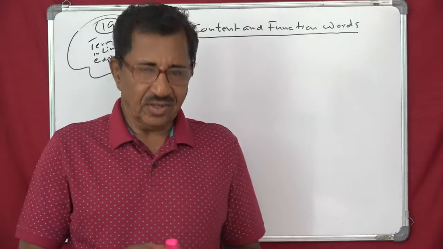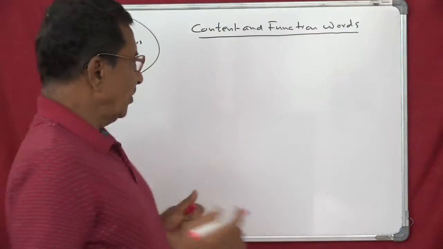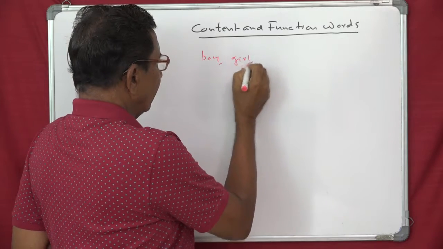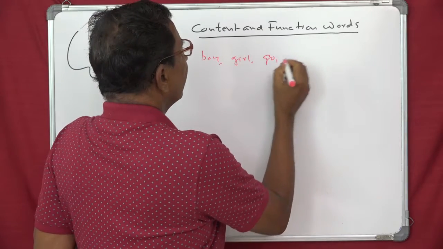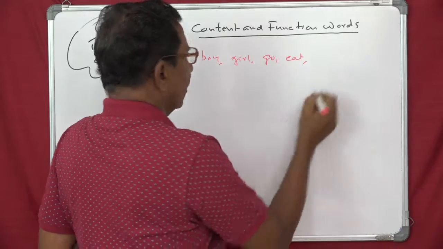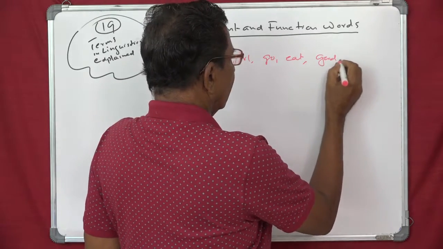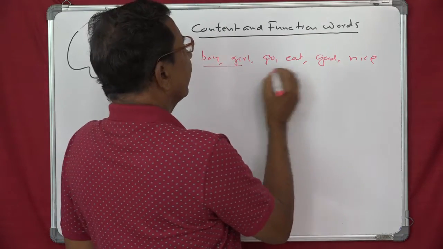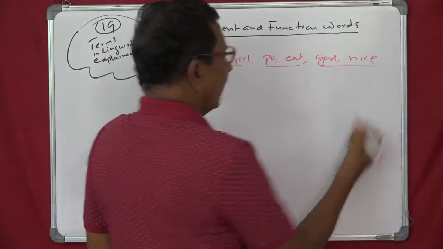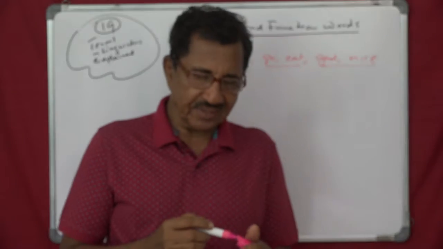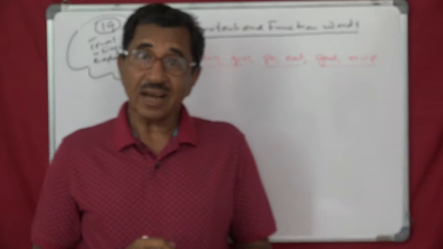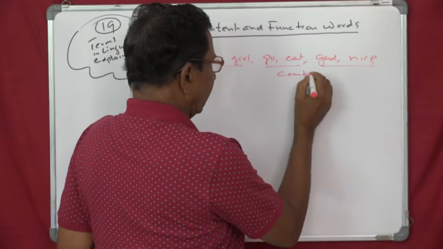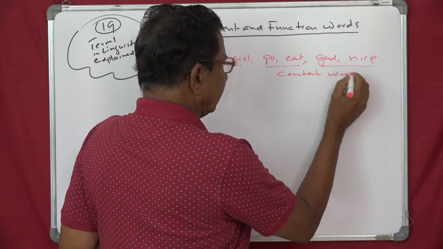See if you can see this: boy, girl, go, eat, good, nice. So nouns, verbs and adjectives, they are stems. They are called the content words. Why are they called content words? They are stems.